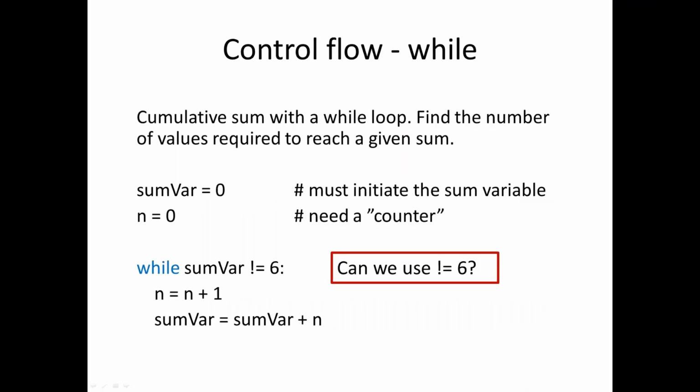When writing a while loop, it is important to think about the condition. Would it be possible to run the same loop as before with a condition SumVar not equal to 6? I suggest that you pause the video and think about what can happen in this case. In this case, it would work fine to have the condition while SumVar is not equal to 6, because SumVar will reach the value 6.